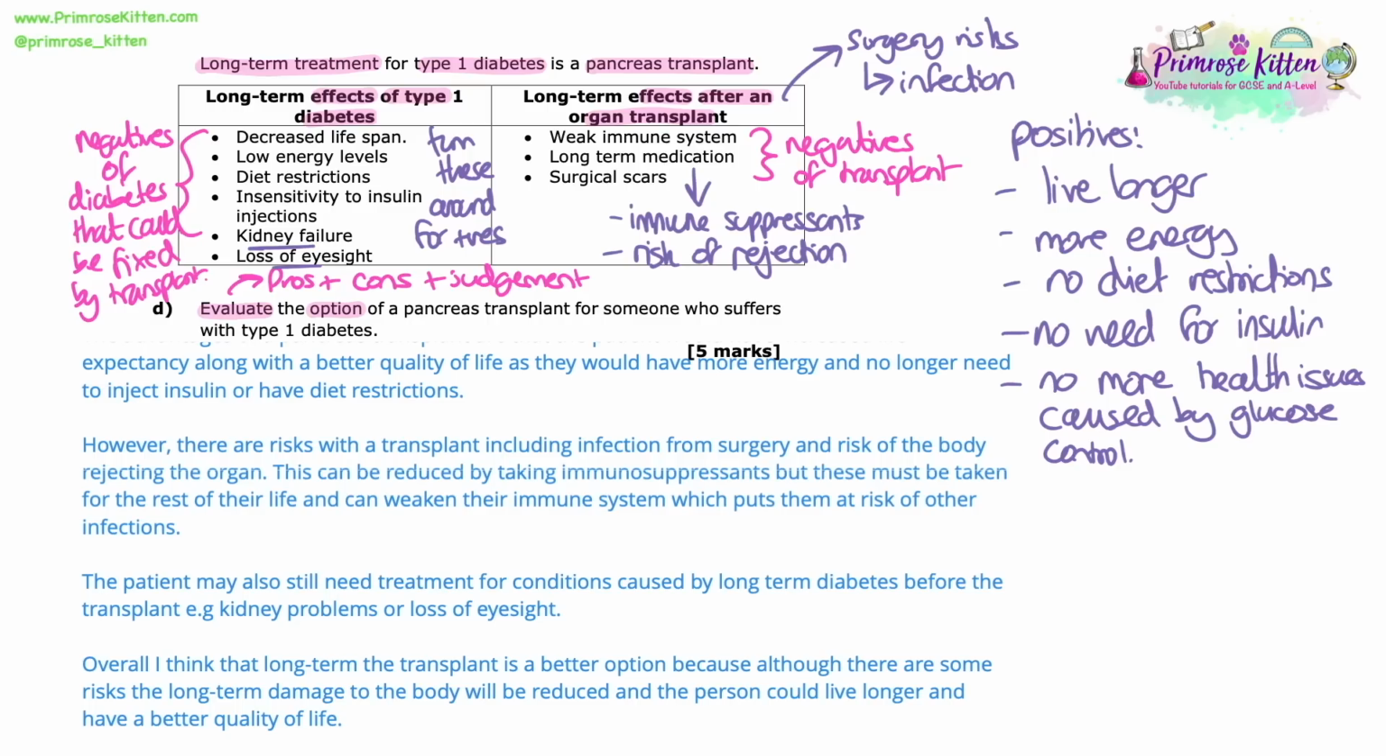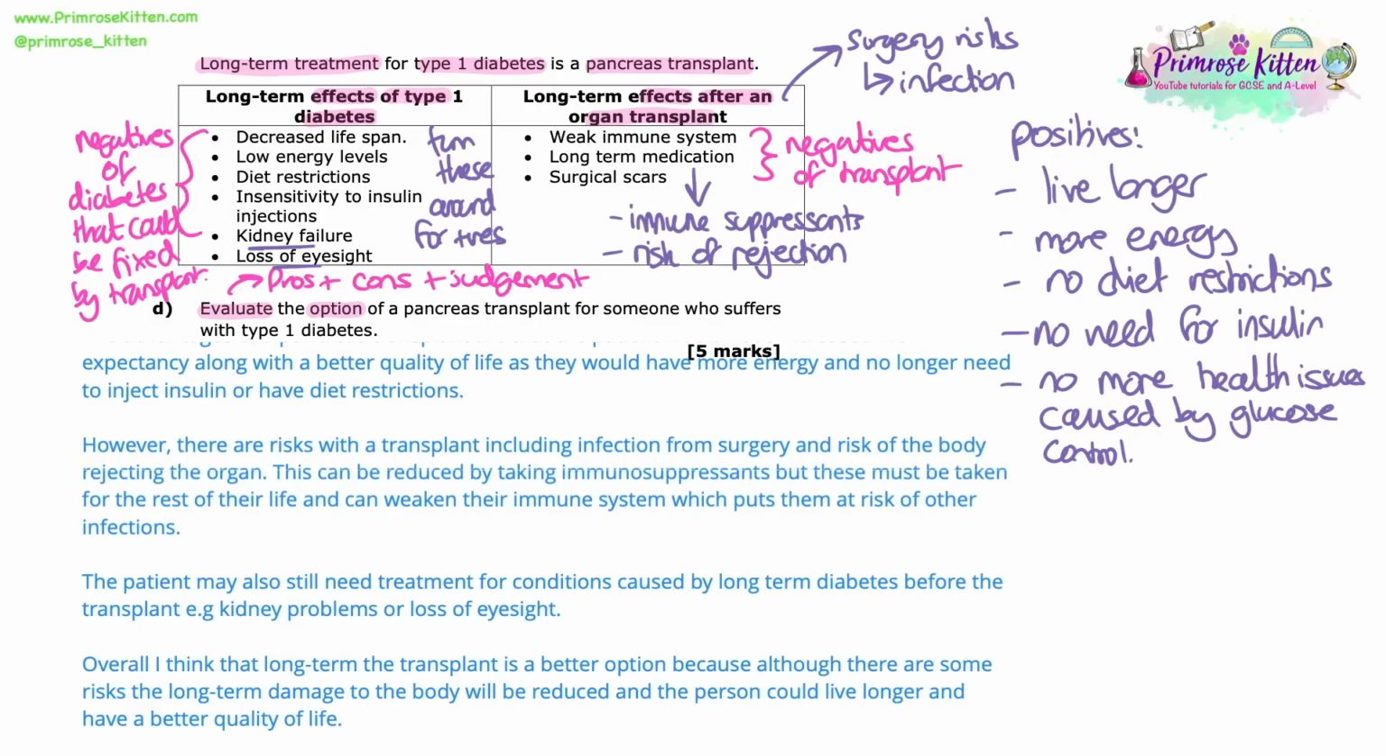And I've said, although there are some risks, which I have said, the long-term damage to the body, so the kidney failure, the loss of eyesight and all the other things would be reduced because it would, and the person could live longer, which they could, and have a better quality of life, which sums up all of those things that we don't have to do anymore if you have a pancreas transplant that you would have had to do if you still had diabetes.